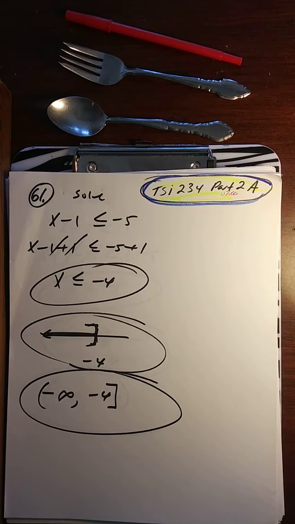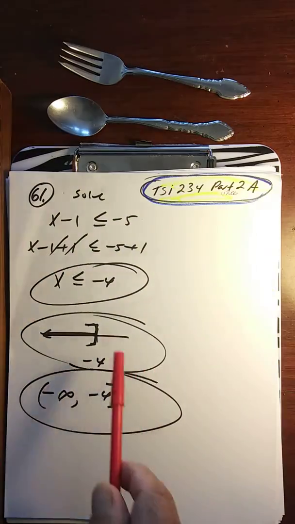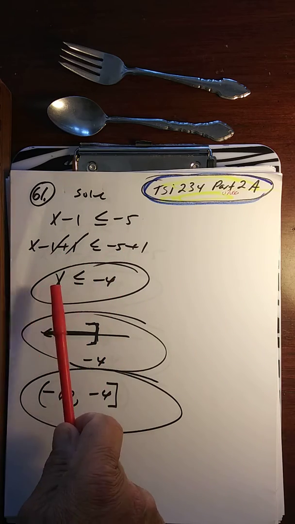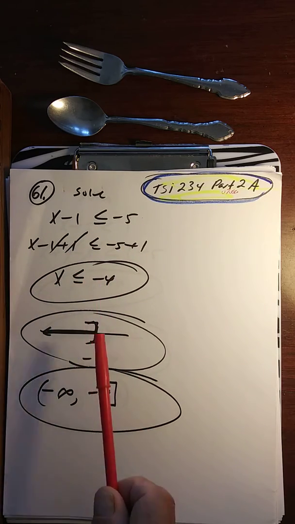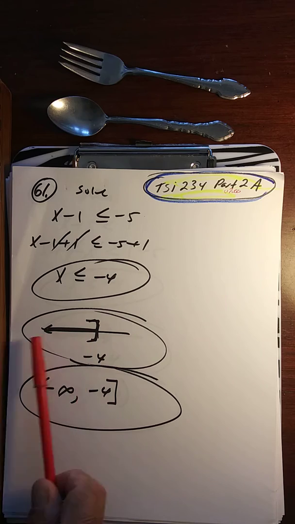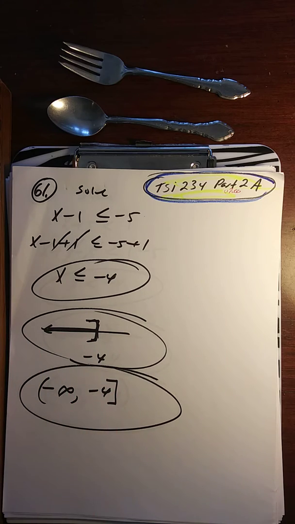Alright, we're going to do TSI 234 Part 2A. Solve this. Let's solve this one right here. So, add 1 to both sides. X is less than or equal to -4, including -4 to the left, or from negative infinity to -4. Negative infinity, that's it.